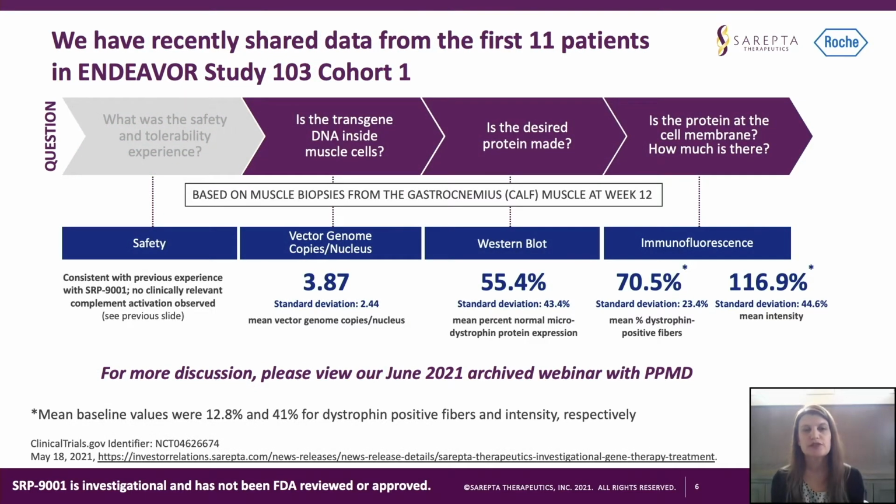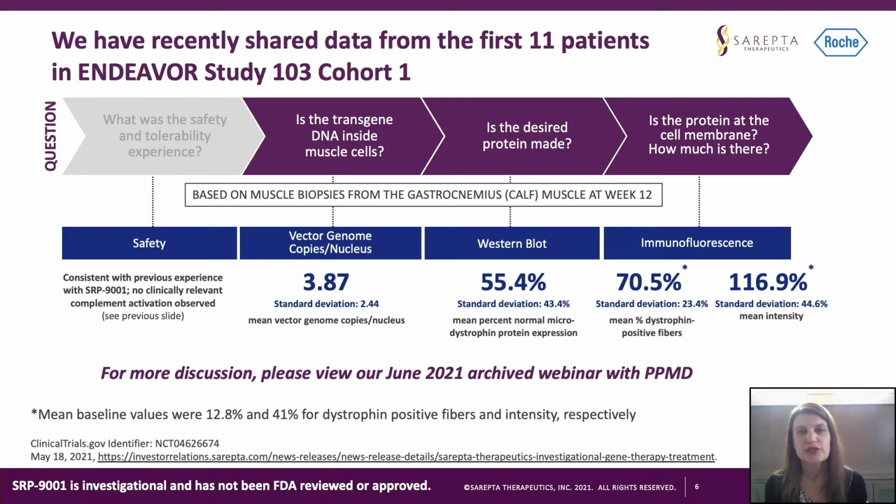Now, in terms of the biopsies, in our first 11 patients, we performed biopsies at baseline and at 12 weeks in the gastrocnemius muscle. And so, as we've shown previously, we analyzed the biopsies in multiple ways. First, asking the question, did the transgene get to the muscle cells? And so we saw a mean of 3.87 vector genome copies per nucleus across the 11 patients. Next, is the protein being made? Are we seeing sufficient quantities of microdystrophin? And indeed, we're seeing 55.4% microdystrophin, mean compared to normal.